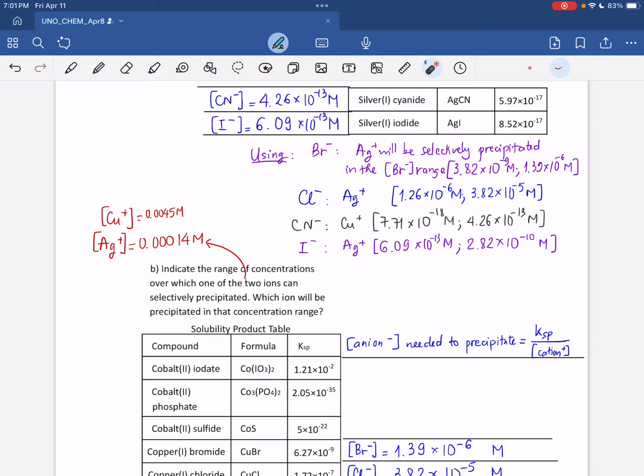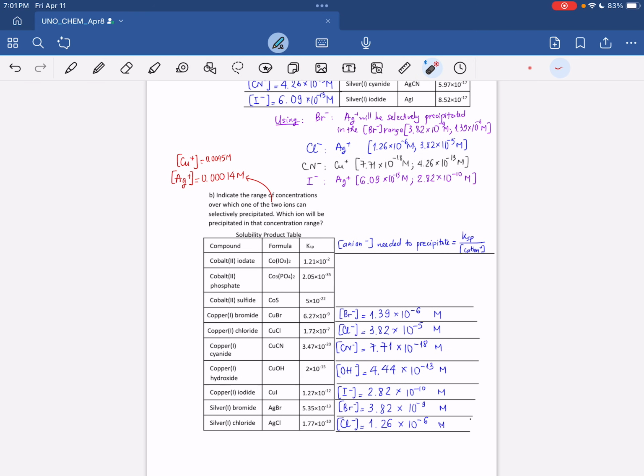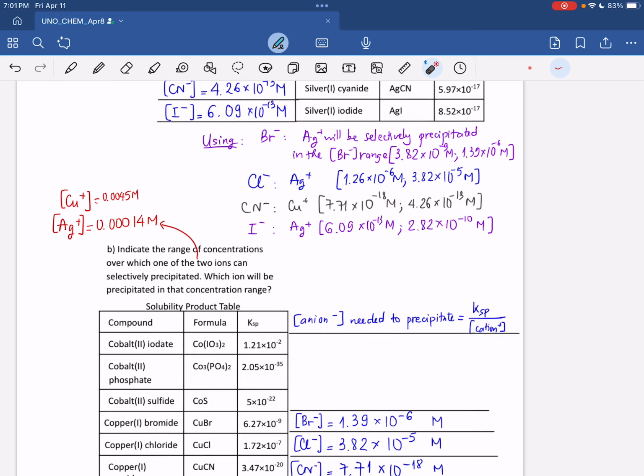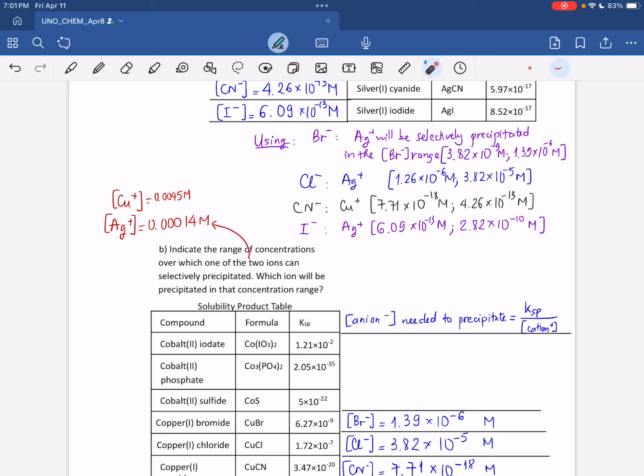Make sense? Okay, so then if you do the same for the other 3 ions here, for the chloride, this is 10 to the -5, and then this one is 10 to the -6. So again, silver will be selectively precipitated before the copper. Then for the CN minus anion, we see this is 10 to the -18, but this one is actually just 10 to the -13. So in this case, the copper ion will get precipitated first, right? Because it just requires a much lower concentration of this anion, okay?